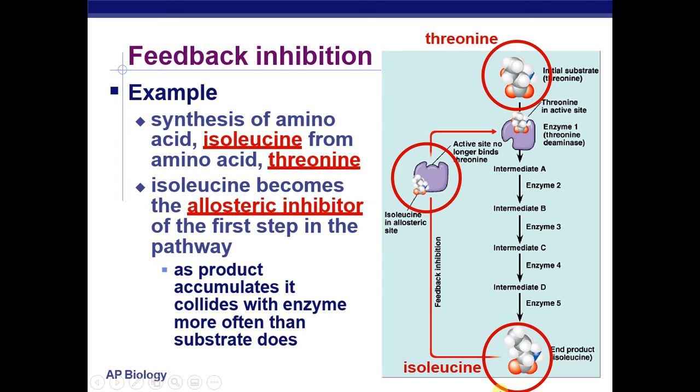However, isoleucine ends up being an inhibitor that blocks or inhibits enzyme 1 from turning even more threonine into isoleucine. This way we can balance the relative concentrations of both amino acids in the body.